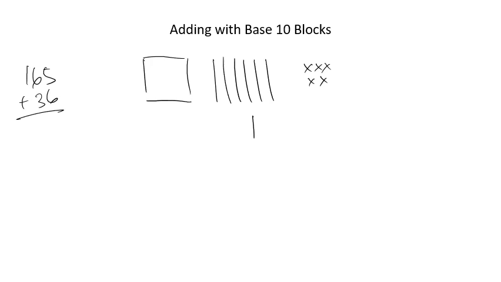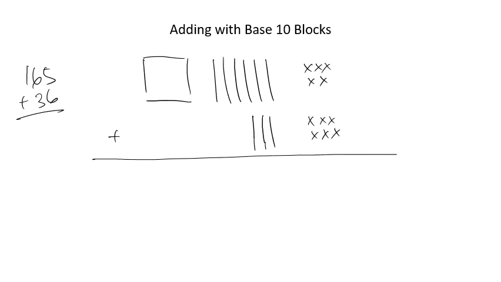And then I've got 1, 2, 3. I should make these be roughly the same length. 1, 2, 3, 4, 5, 6. And we saw in the previous video that addition means I'm combining these things together. So I'm combining these two sets together. Here's my set of 165. Here's my set of 36. And I'm combining these together. And so that's what we think of for addition.